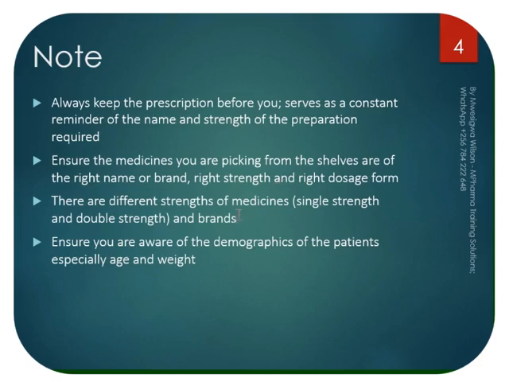In a pharmacy, there are different strengths of medicines. You have single strength, double strength, and different brands. So ensure that you're picking the correct medication. Ensure that you are aware of the demographics of the patient, especially the age and weight, because this will help you to validate and also ensure the patient is receiving the correct dose of the medication.